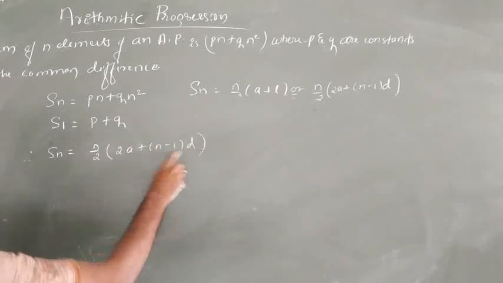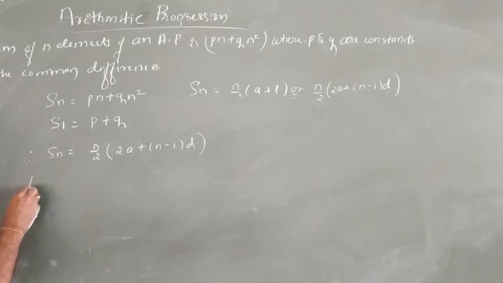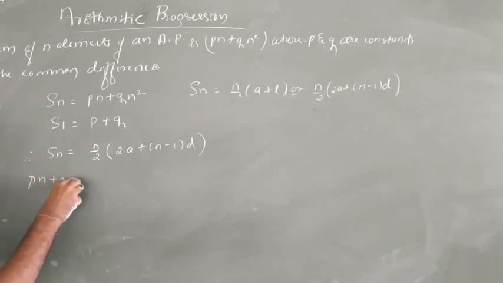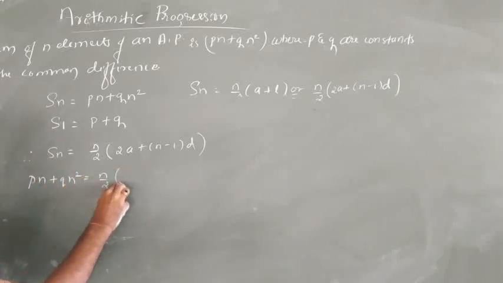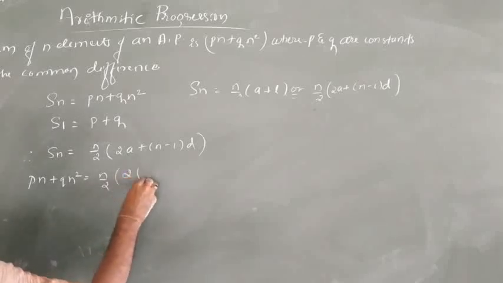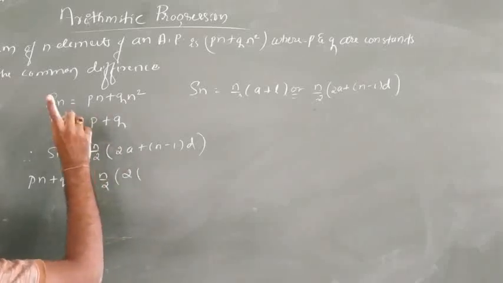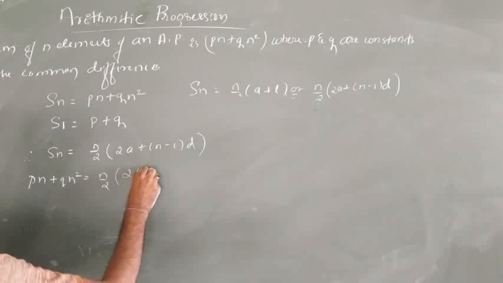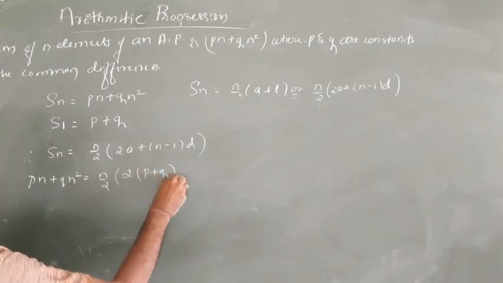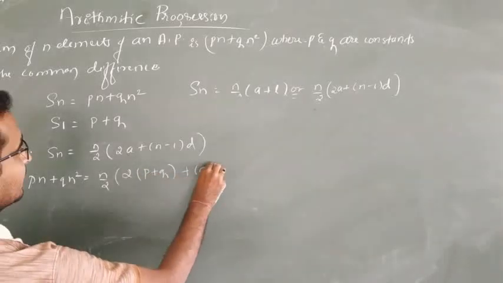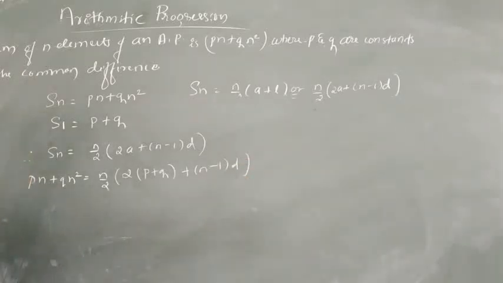You have to find out d. Sn is Pn plus Qn square, which is equal to n by 2, then 2a. Here a is nothing but your first element, that is the first term. That is P plus Q, plus n minus 1 into d.